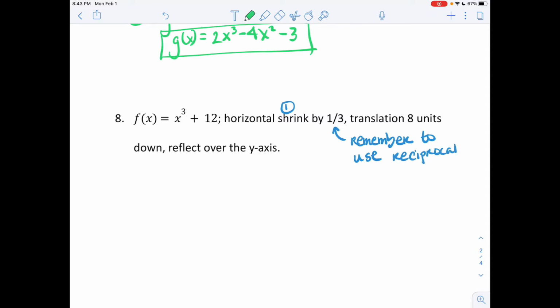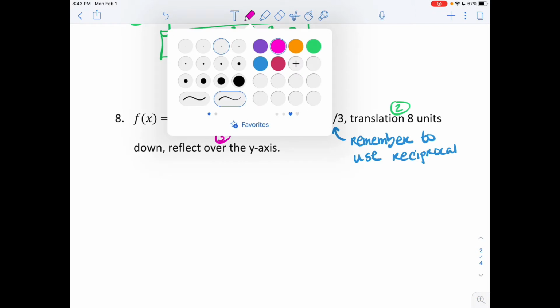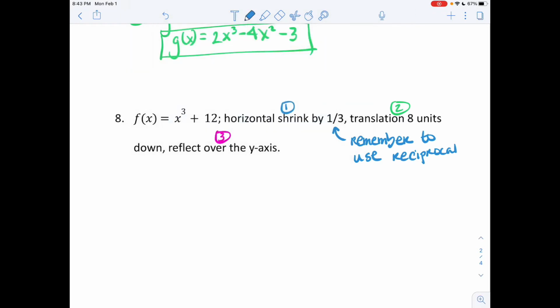The second thing that we'll do is a translation 8 units down. And then finally, the last thing that we'll do is reflect over the y-axis. So that will be number 3. But let's start at the beginning at number 1.